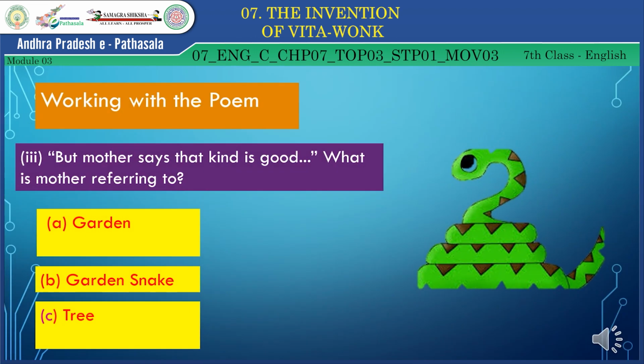But mother says that kind is good. What is mother referring to? Options are A. Garden, B. Garden snake, C. Tree. Yes, your answer is correct. Option B, garden snake, is the correct answer. Awesome. One more question for you.